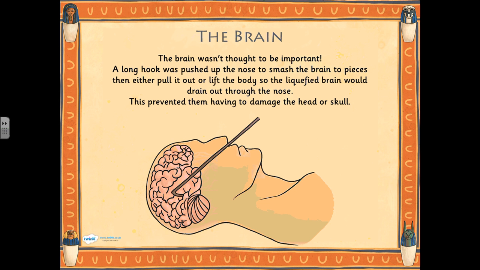Okay, here's the gruesome bit, the brain. The brain wasn't thought to be important. A long hook was pushed up the nose to smash the brain to pieces, then either pull it out or lift the body, so the liquefied brain would drain out through the nose. Yuck. This prevented them having to damage the head or the skull.